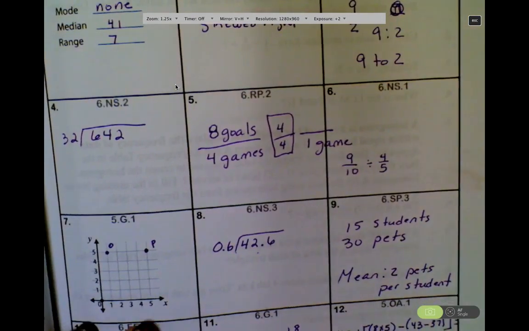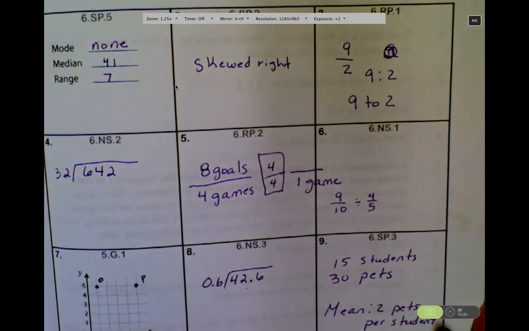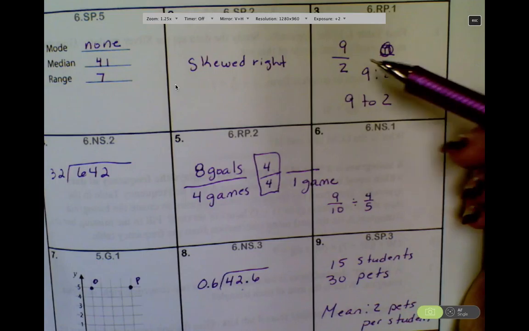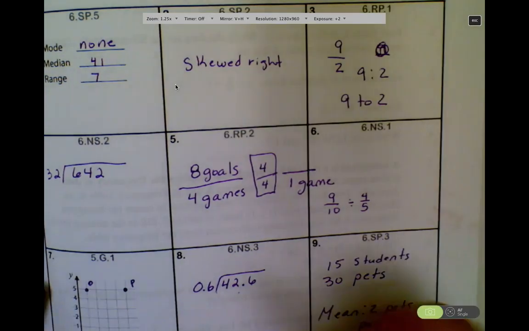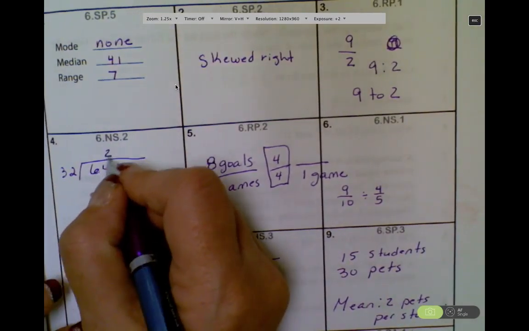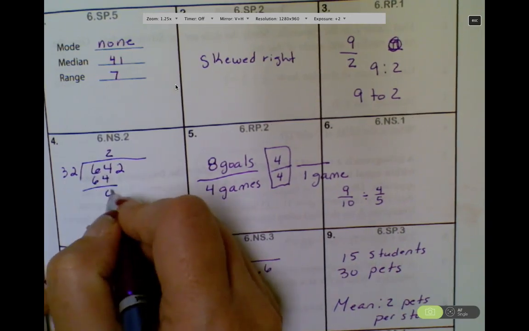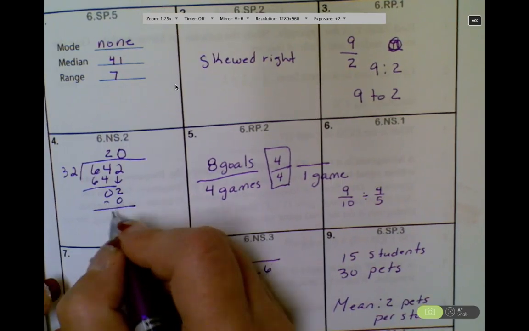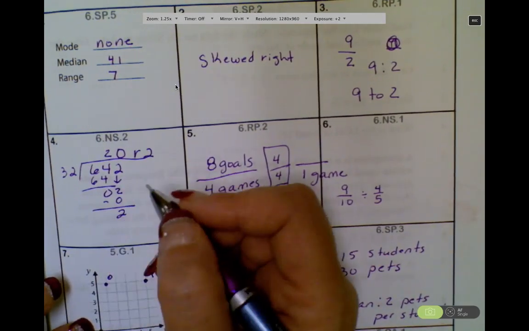All right. The next one, we're finding the ratio of circles to kites, so it's 9 to 2. We're dividing. 32 goes into 64 two times. Goes in 0 times. 20, remainder 2.